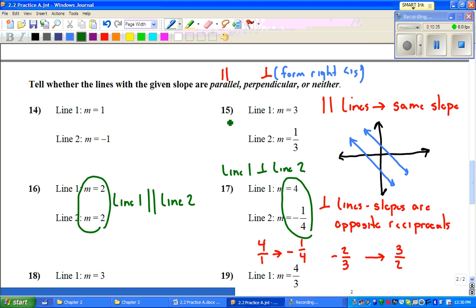All right, what about this one right here? Okay, 3 and 1/3. Well, we've got reciprocals, but they're not opposite. So these ones right here, they have no relation. All right, they are not parallel, they are not perpendicular. We're going to say that they are neither of those.